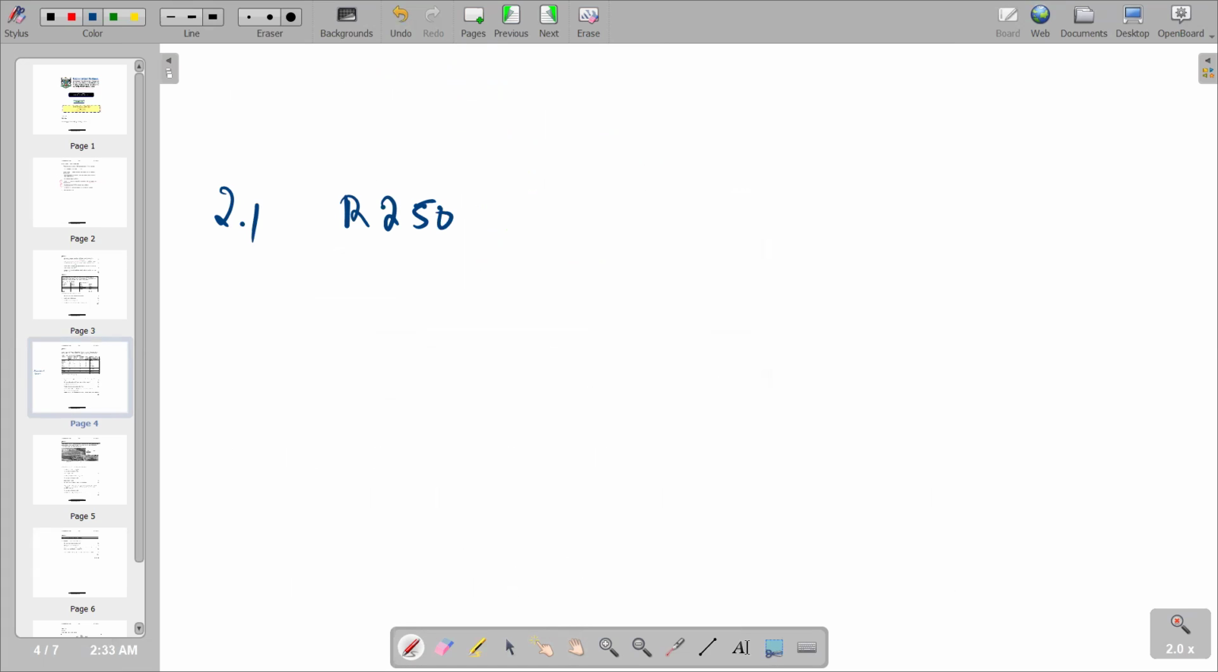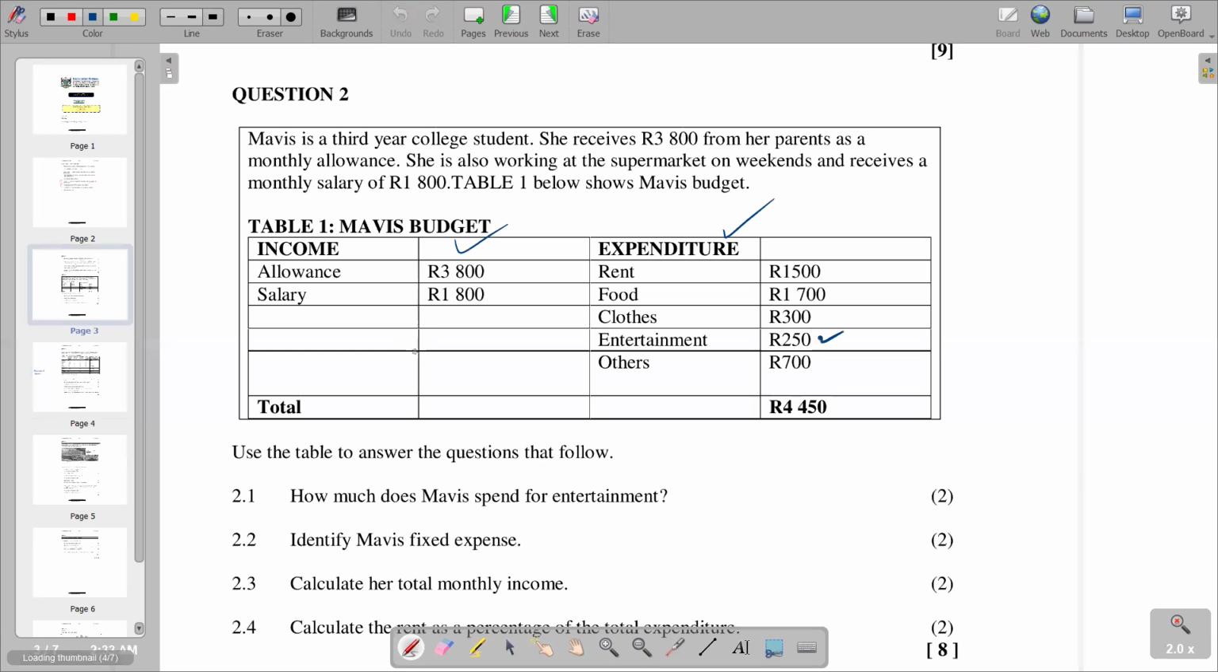So this is basically what we have on that part. Obviously, we move on to the next part of our question, which is going to be question 2.2. Identify Mavis's fixed expense. So we need to understand what a fixed expense is. A fixed expense is an expense that doesn't change from one period to the other. If you look at the expenses that we have, an expense that is not going to change from one period to the other is rent. Rent does not change, so that makes rent a fixed expense. So we have got rent.